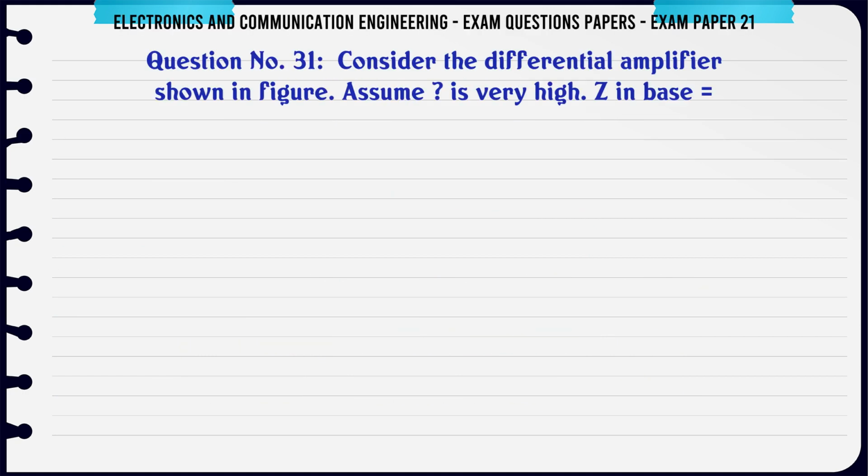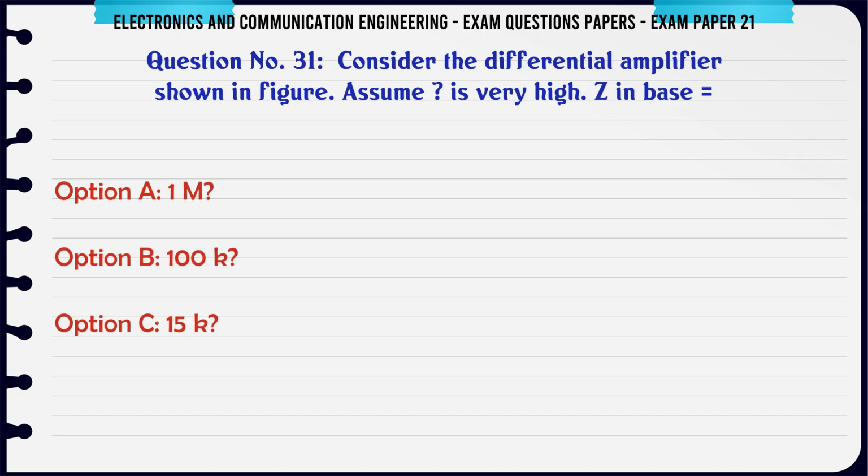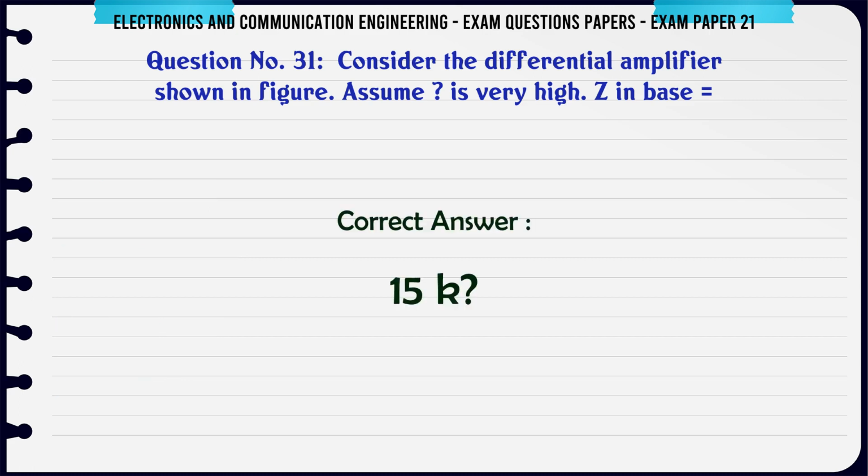Consider the differential amplifier shown in the figure. Assume the gain is very high. Z in base: A, 1M; B, 100K; C, 15K; D, 0. The correct answer is 15K.